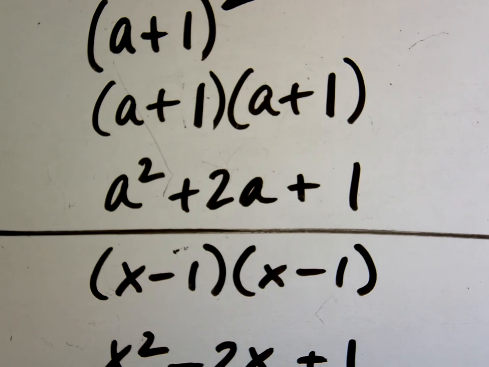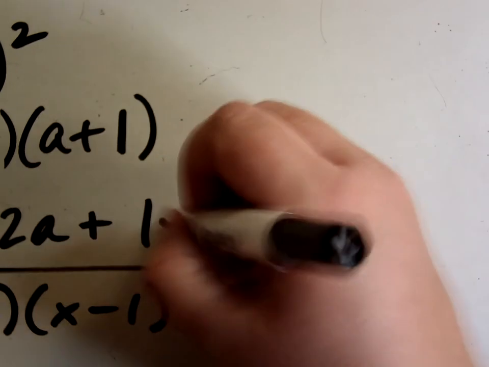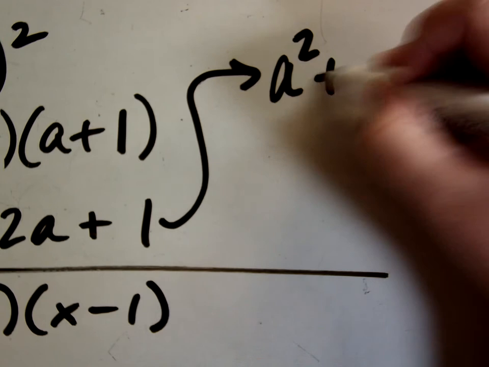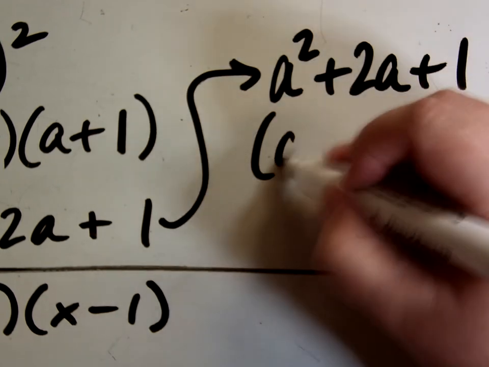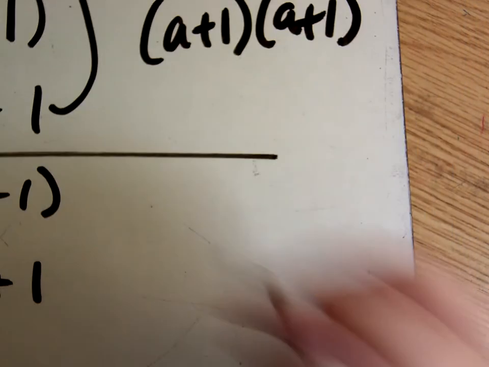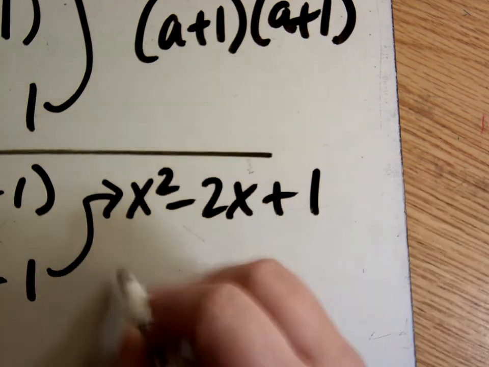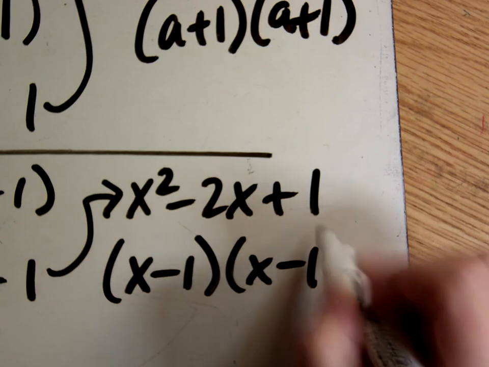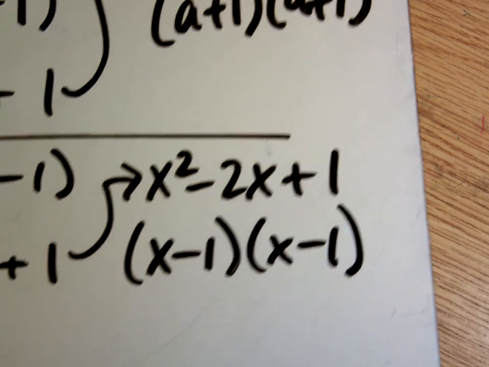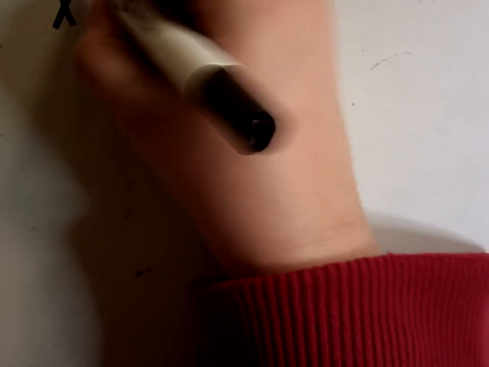So seeing this pattern, if I want to factor something in the form a squared plus 2a plus 1, I'm just going to get a plus 1 times a plus 1. Or if I want to factor something in that form with a minus, x squared minus 2x plus 1, it's x minus 1 times x minus 1. This can help us recognize it when the x that I'm squaring is something other than x. So let's look at what I mean by that. x squared minus 2x plus 1.